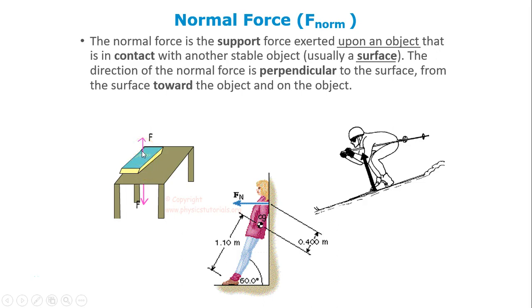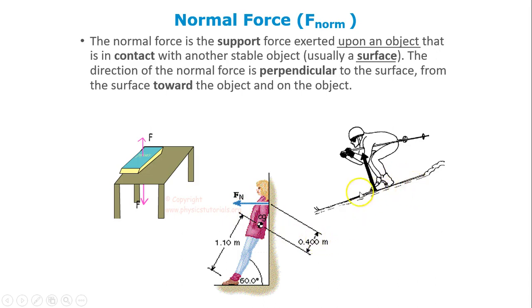So the direction of the normal force is perpendicular to the surface. So perpendicular to the table and toward the object. In this case, the object is the wood. Here is a person leaning against a wall. So the wall is a surface. The normal force is the wall supporting the person. So it has to be perpendicular to the surface, to the wall, and toward that person. That is the normal force.